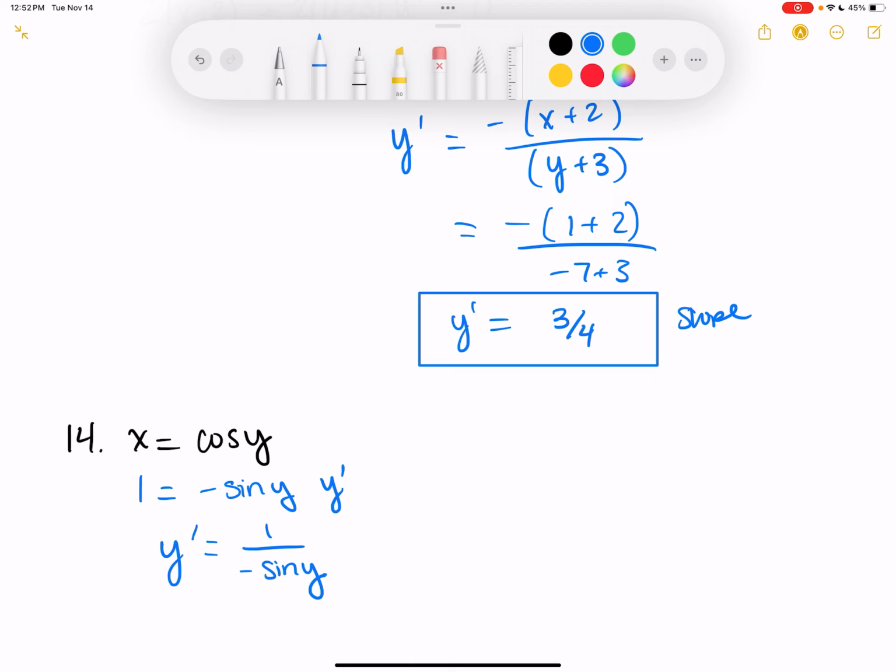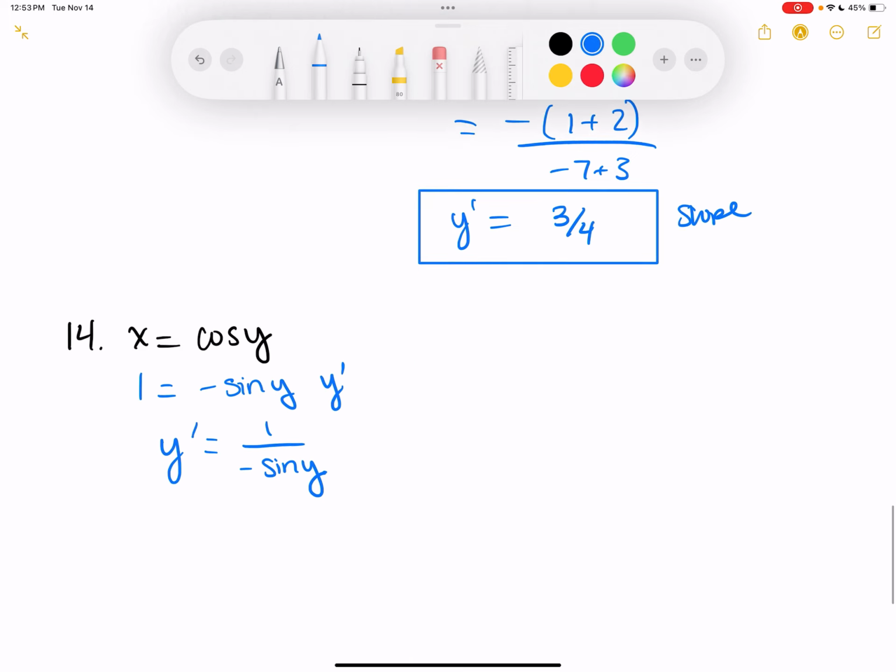Anywhere else? What happens when I go all the way around? 2 pi. And I keep going, it causes a problem at 3 pi, 4 pi, 5 pi, and so on and so forth. So we're going to say at k pi, where k is any whole number constant.